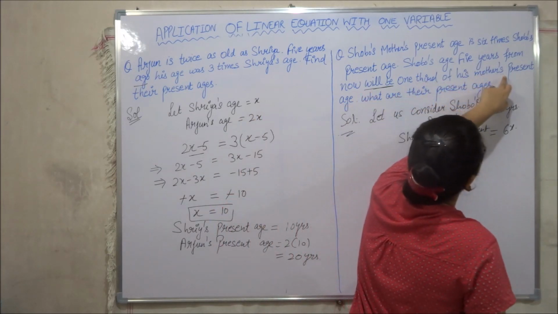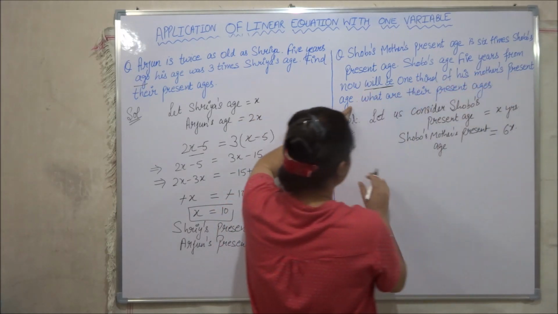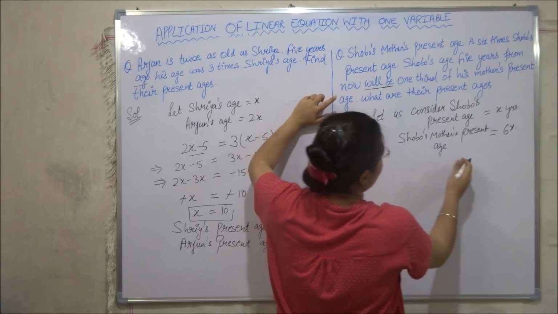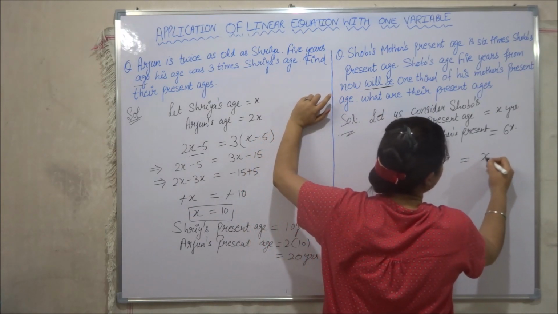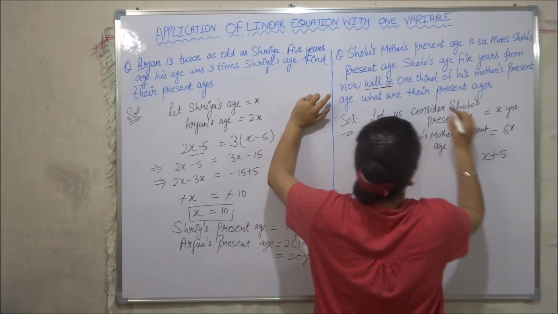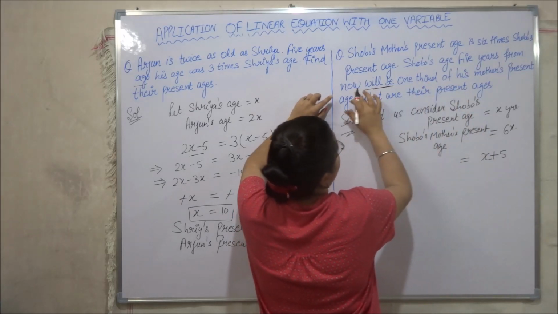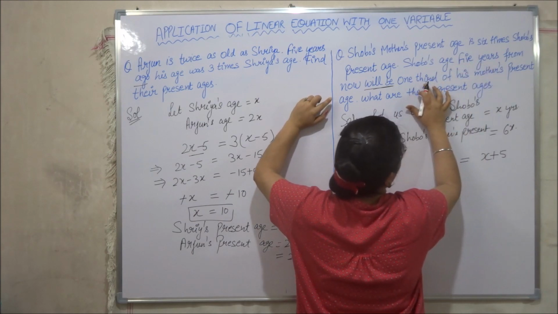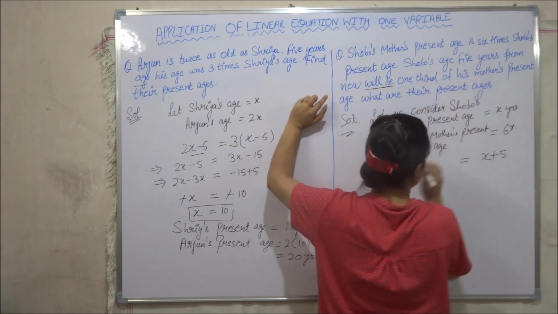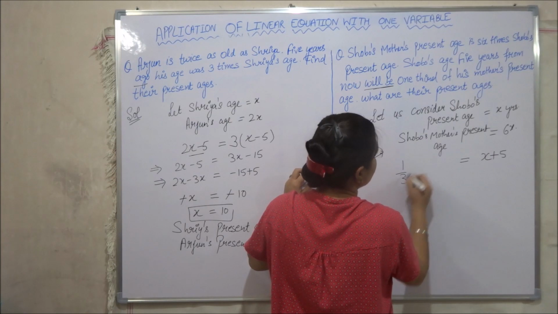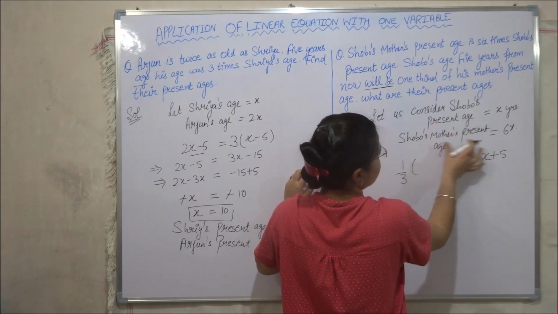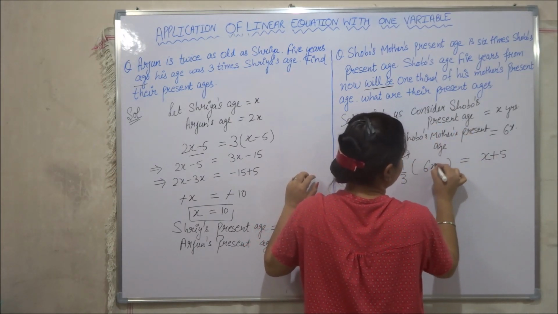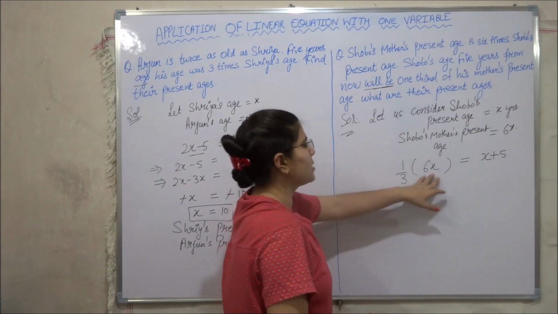Shobho's age 5 years from now, according to the condition, will be 1/3 of his mother's present age. That means 1/3 of, now what was his mother's present age? It is 6 times x. So 6 times x.